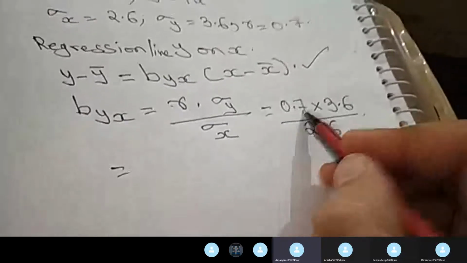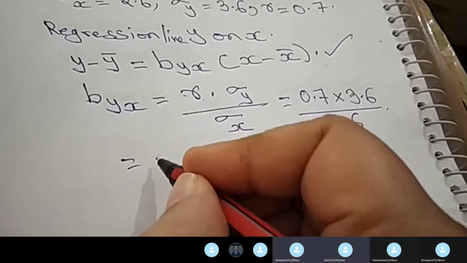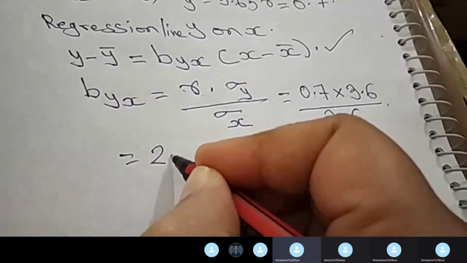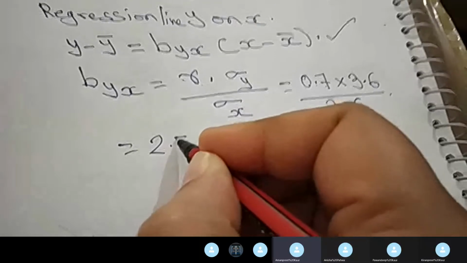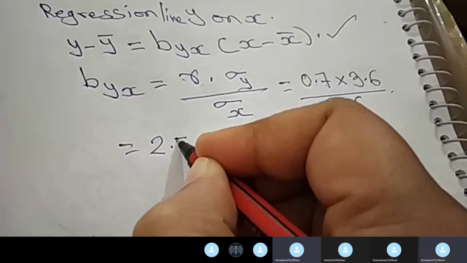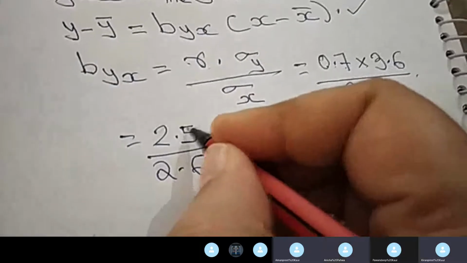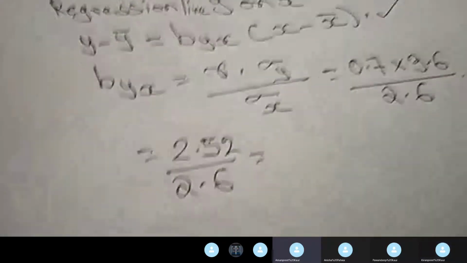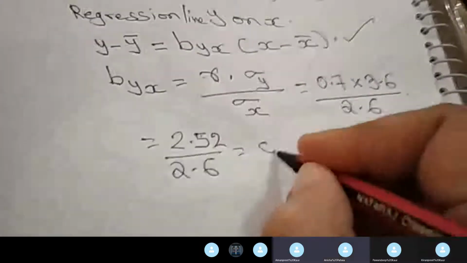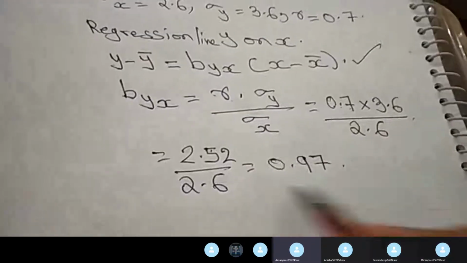Okay, what is the value of 0.7 into 3.6? Anyone? Please repeat it. 2.52 divided by 2.6. Okay. What is it? 0.97. Okay. Everyone got the same value? 0.97?